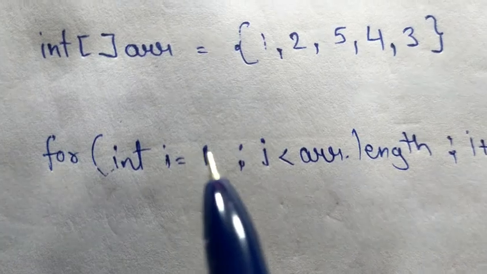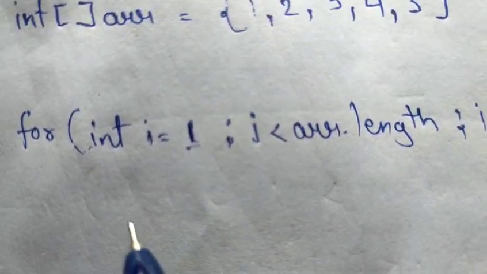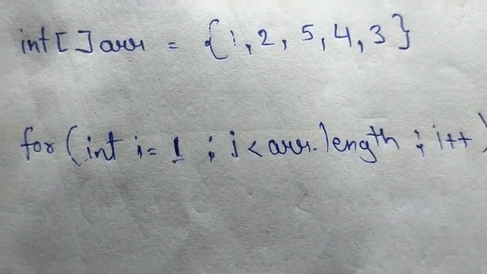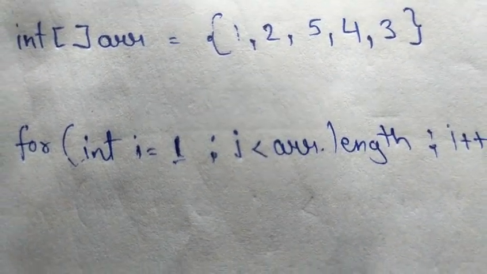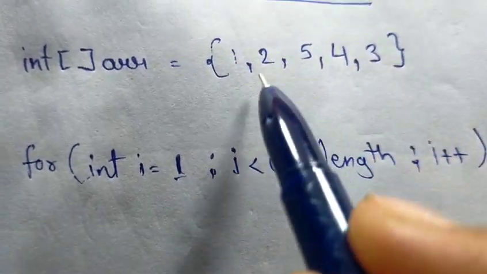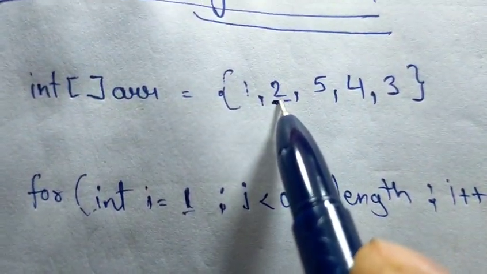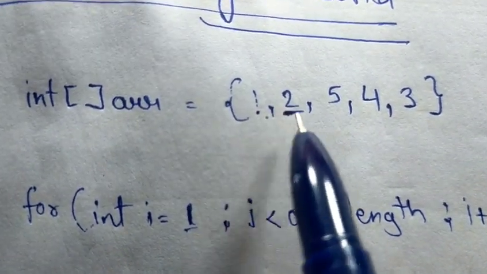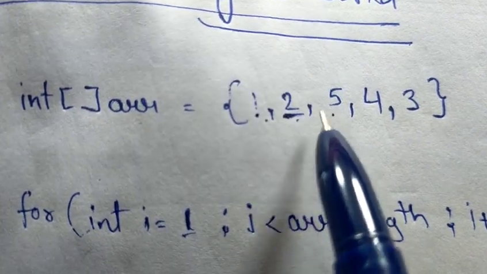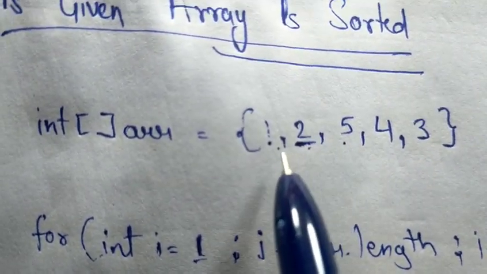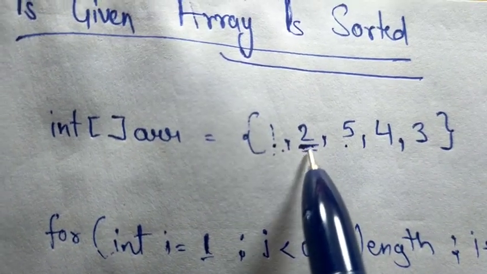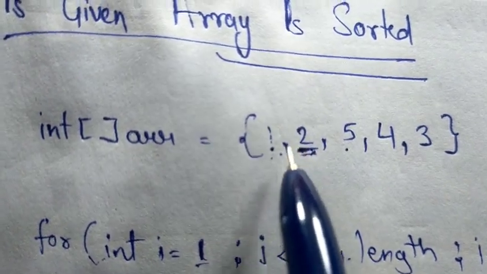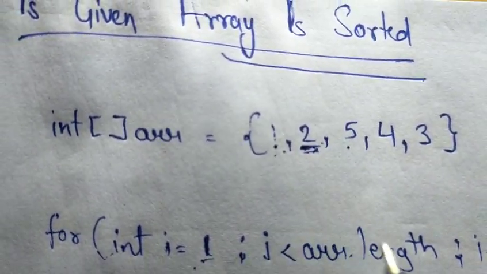Now you are going to ask me why we should start with 1 and not with 0, as we always start with 0. The simple logic is that we are going to check whether each element is greater than the previous one or not. So I am starting with index 1, the second value.